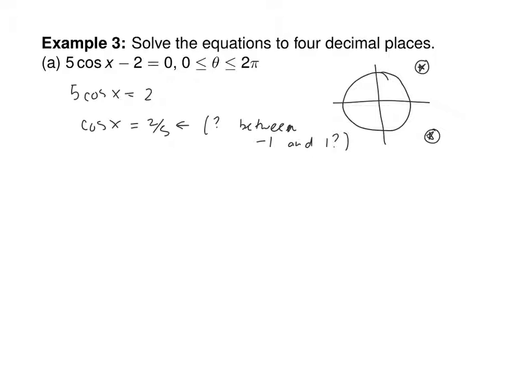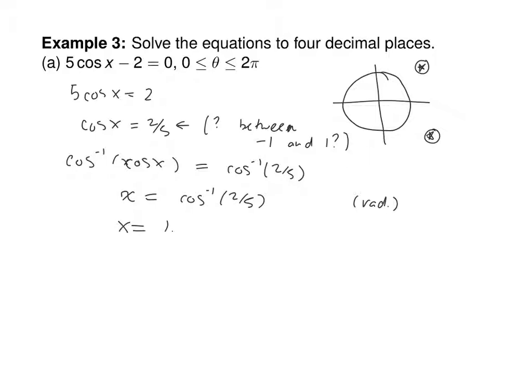So then what you do is you apply cosine inverse. So you say cosine inverse of cosine of x will equal cosine inverse of 2/5. So you get x equals cosine inverse of 2/5. And you're going to have to use a calculator to get a decimal approximation of that. And your book says use 4 decimal places. 1.1593. Make sure you're in radians, and I think you must be. X equals 1.1593. Did anybody else get that?